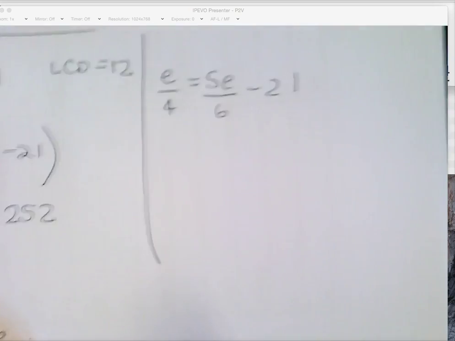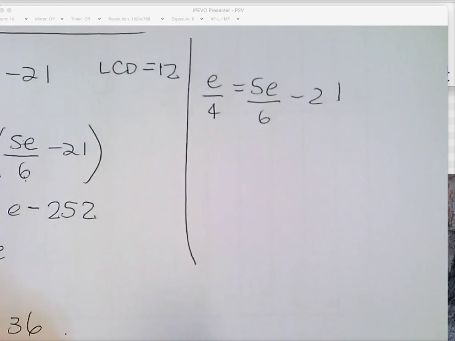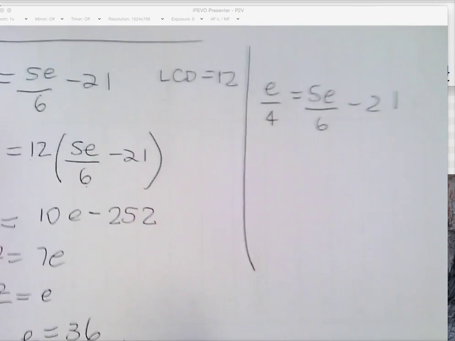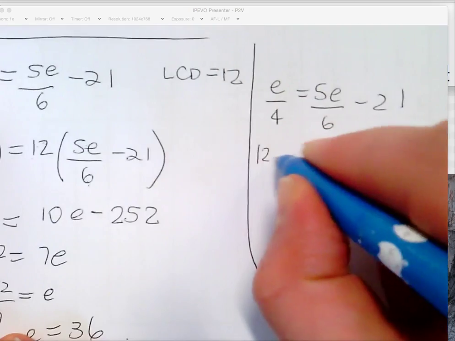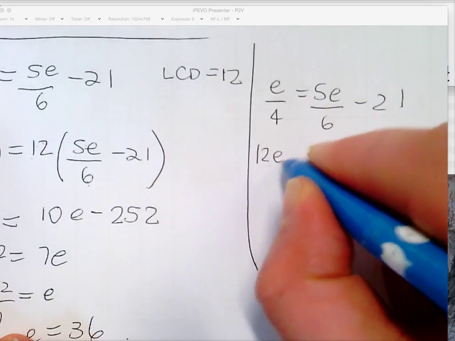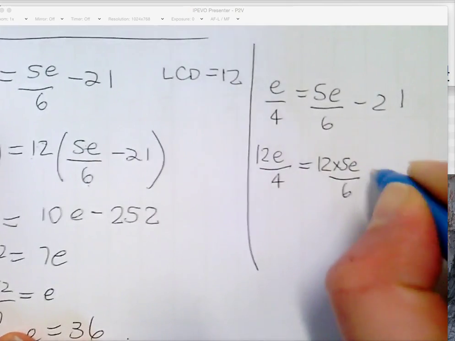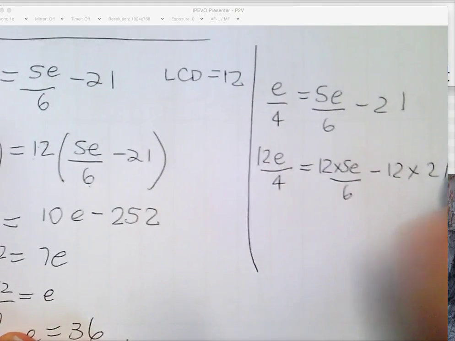Lowest common denominator is 12. Multiply both sides by 12. The way I normally set it out is as follows. I just go 12 e over 4 equals 12 times 5e over 6 minus 12 times 21.